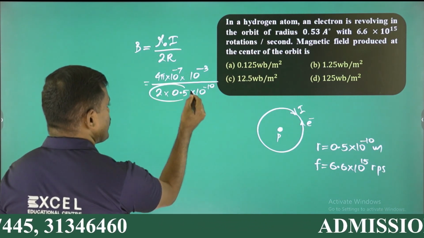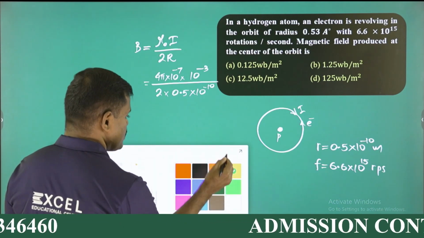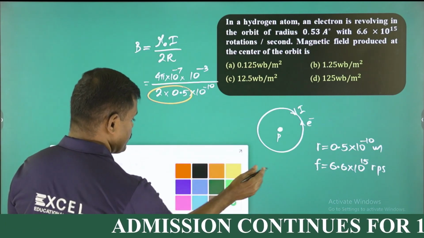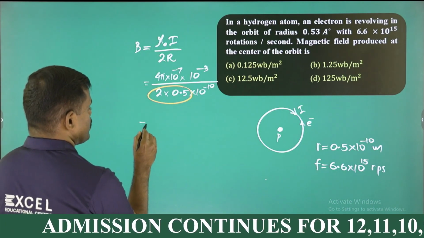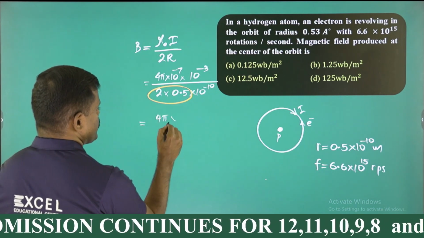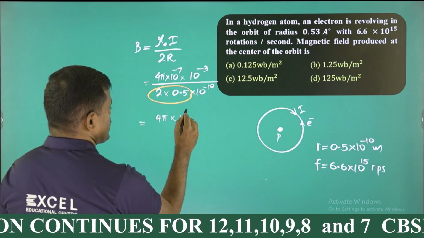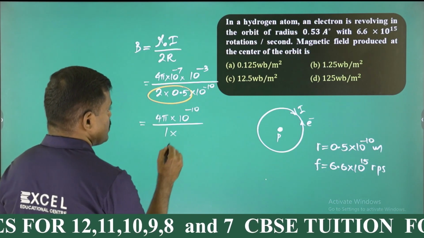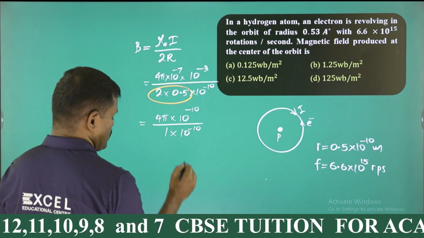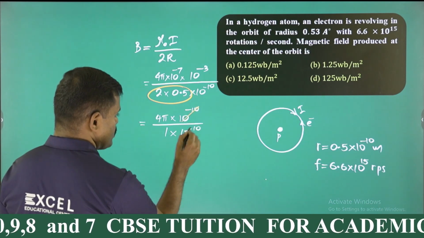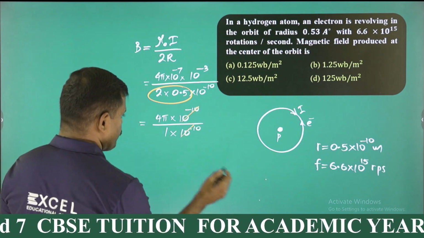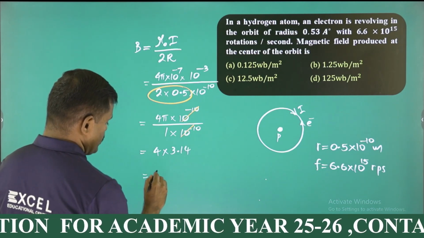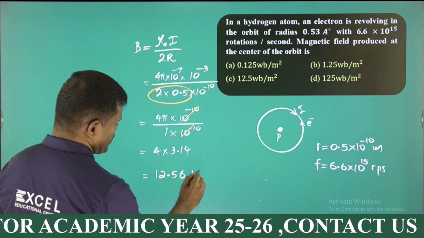Look at that. What is 2 into 0.5? 2 into 0.5 is 1. Then what do I get? 4 pi into 10 power minus 7, 10 power minus 3, 10 power minus 10 by 2 into 0.5, which is 1, 10 power minus 10. And these are getting cut now, leaving you with 4 pi. 4 into the pi value, 3.14, that should be 12.56 Tesla.